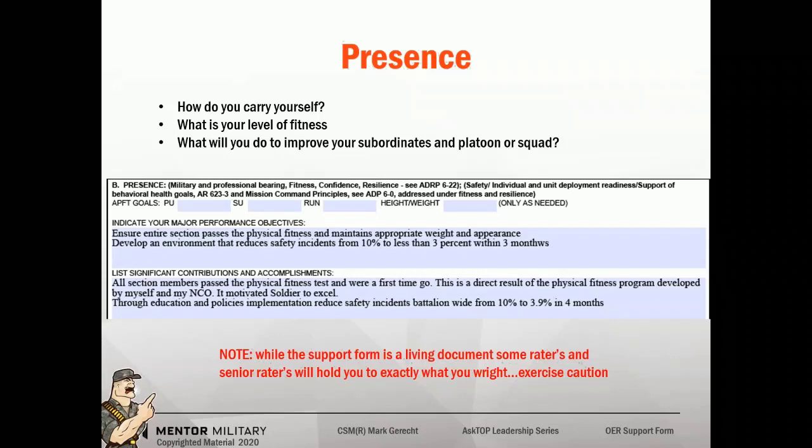So let's see what we put here. Ensure entire section passes physical fitness and maintains appropriate weight and appearance. Pretty specific, right? So develop an environment that reduces safety incidents from 10% to less than 3% within 3 months. Wow, that's really specific. Through education and policies, implementation reduce safety incidents battalion-wide from 10% to 3.9% in 4 months. Didn't exactly hit your goal, but you came close.